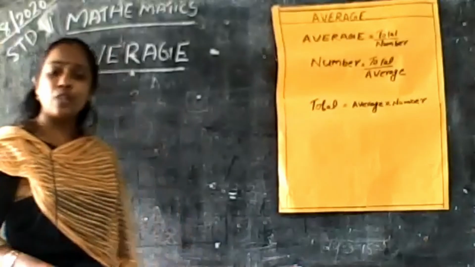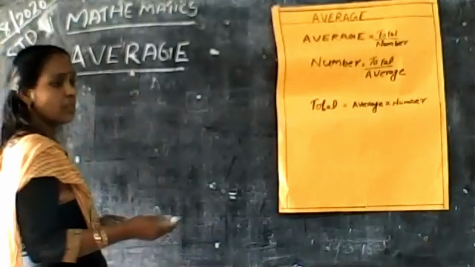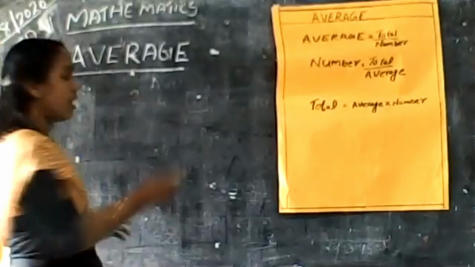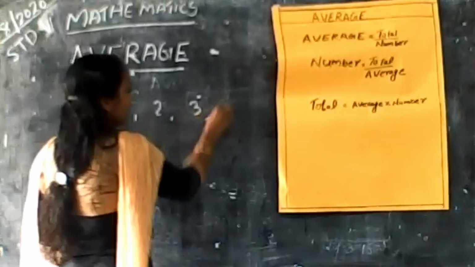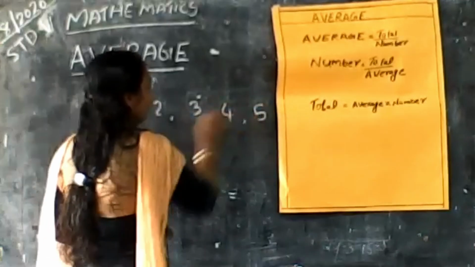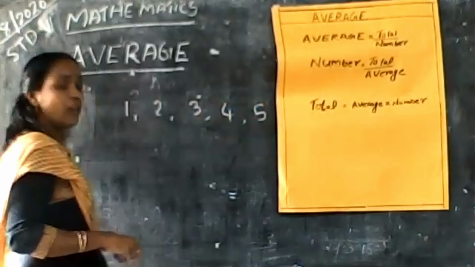What do you mean by natural numbers? Natural numbers mean our counting numbers: 1, 2, 3, 4, 5. That number is given. Find out the average.